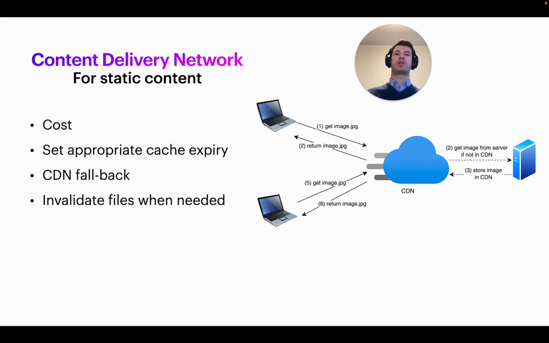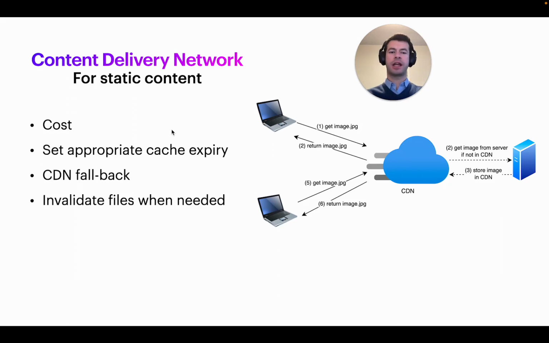CDN fallback: we should consider how our website and application copes with CDN failure, right? So if there's a temporary CDN outage, clients should be able to detect the problem and request resources from the origin. And invalidating files when needed: we have to remove a file from the CDN before it expires by performing these operations. So we can invalidate a CDN object using APIs provided by the CDN vendors, or we can use object versioning, right? To version an object, we can add parameters to our URLs, such as a version number.